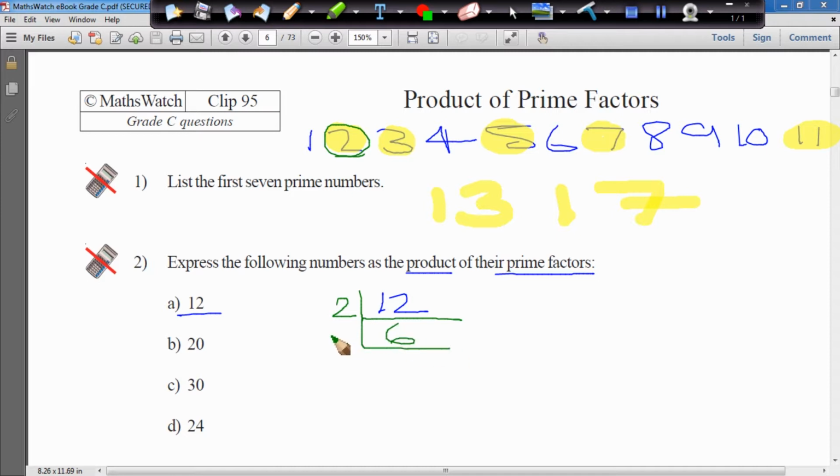Now will 6 still divide by 2? Yes. That'll give us 3. Will 3 divide by 2? No. So now we go to the next prime number, which is 3. So 3 divided by 3 is 1.